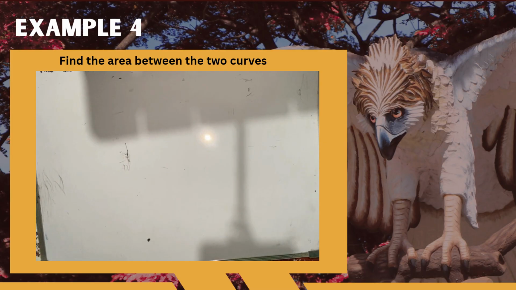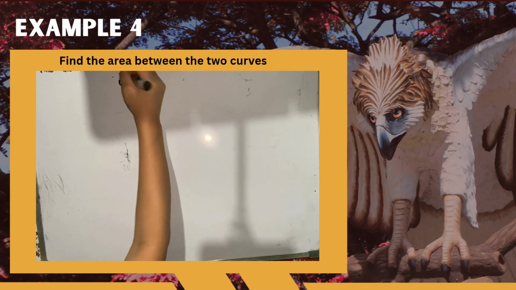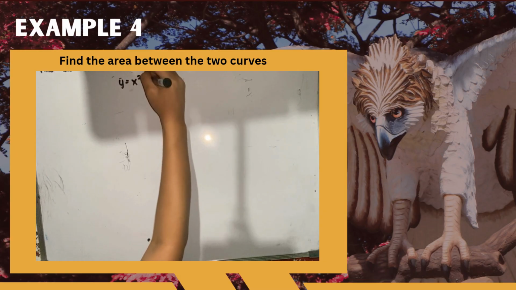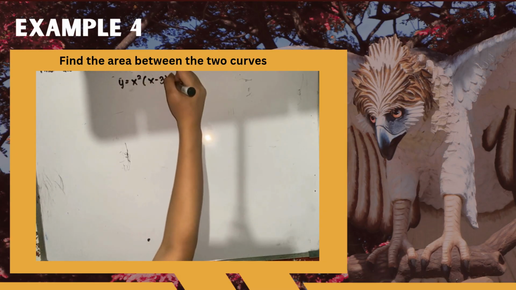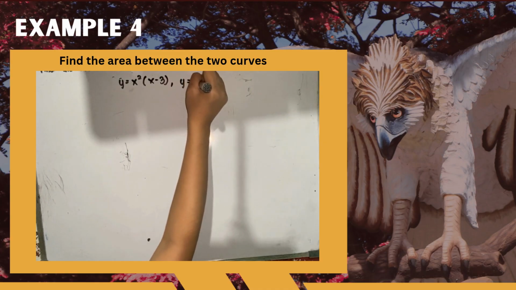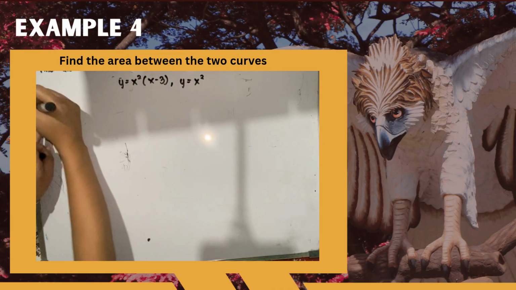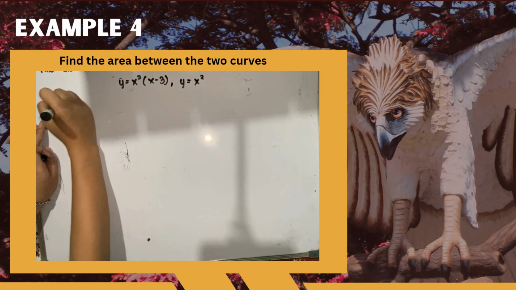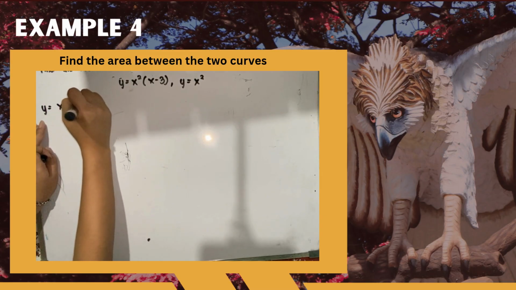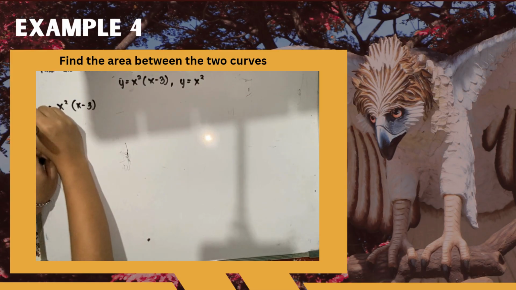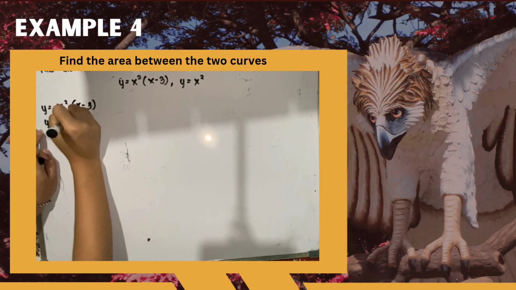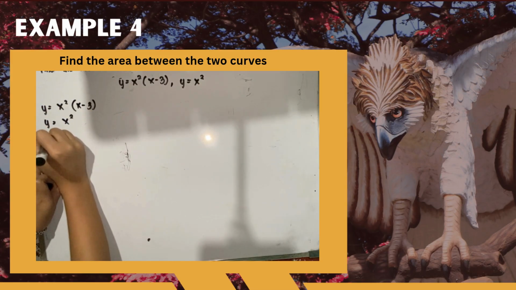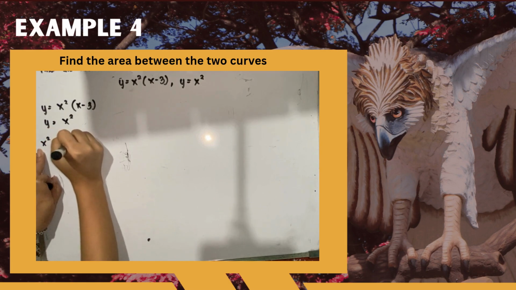Find the area between the two curves. Our given equations are y equals x squared times (x minus 3), and y equals x squared. So step 1, find the points of intersection. y equals x squared times (x minus 3), and y equals x squared. So x squared times (x minus 3) equals x squared.